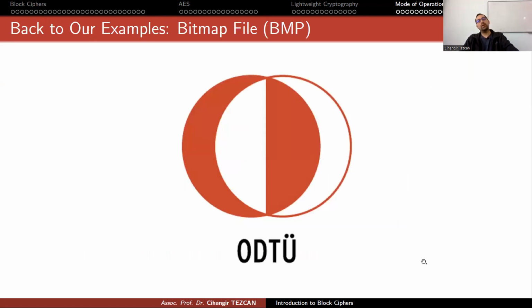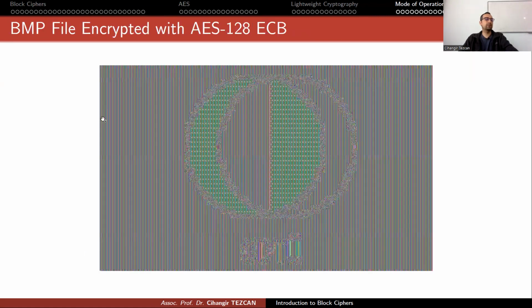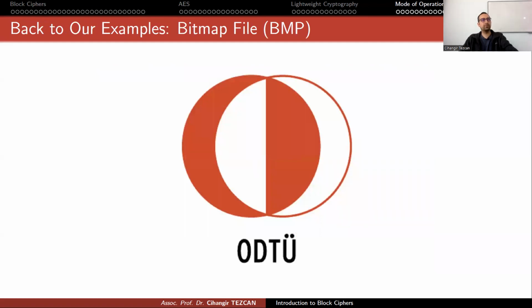So let's go back to our example. We said that if you use ECB, it ends up like this. But what would happen if I use the counter mode, right? The result is this, as you can see. It looks like noise, no visible pattern at all, so it doesn't leak any information about the plain text. So this is the nice thing about modes of operation.